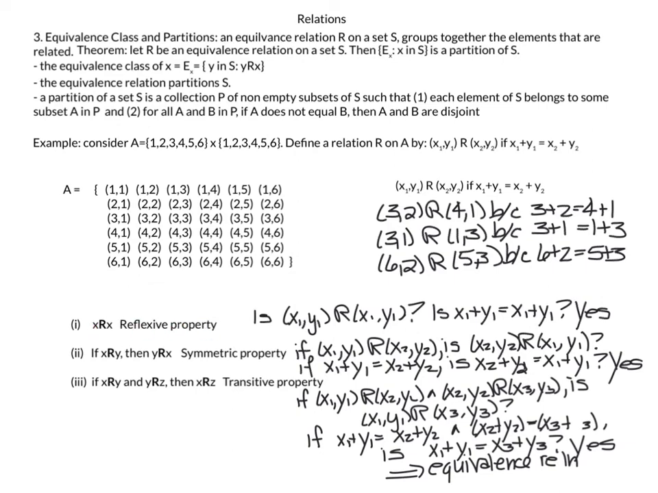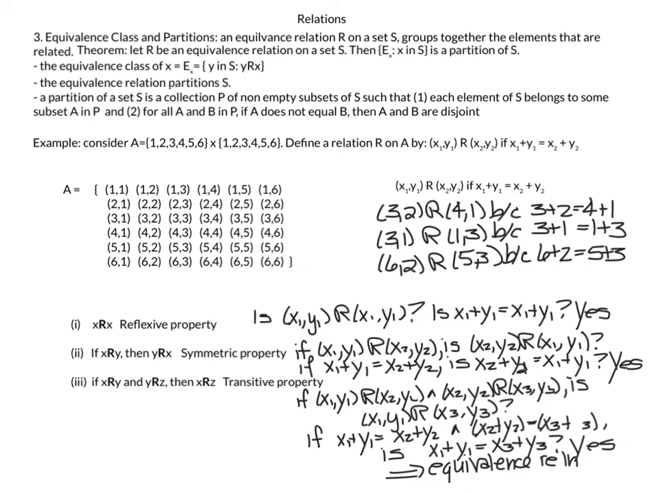So is it reflexive? Is (x1, y1) related to itself? I plug in my definition of my relation to answer this question. Is x1 plus y1 equal to x1 plus y1? And the answer is yes. I continue. Is it symmetric? So if (x1, y1) is related to (x2, y2), is (x2, y2) related to (x1, y1)? I plug in my definition of the relation. If x1 plus y1 equals x2 plus y2, is x2 plus y2 equal to x1 plus y1? And the answer is yes.